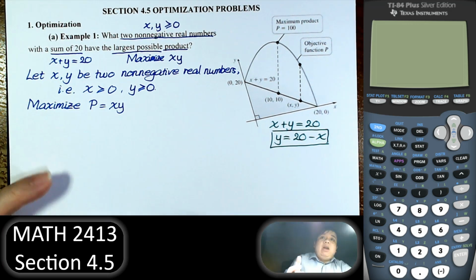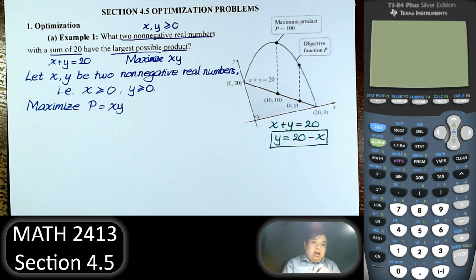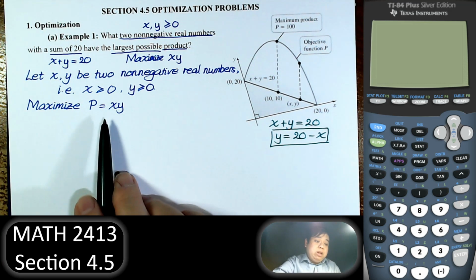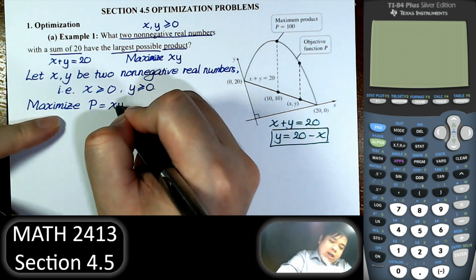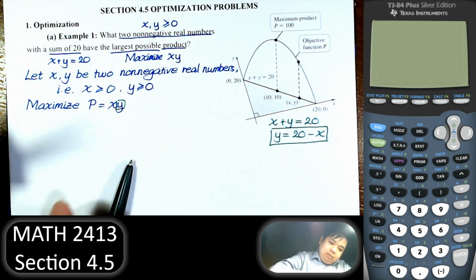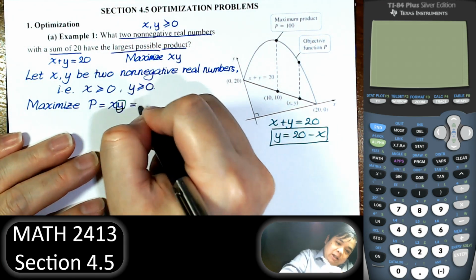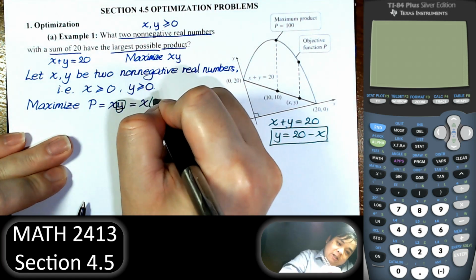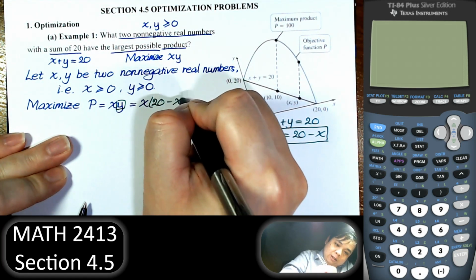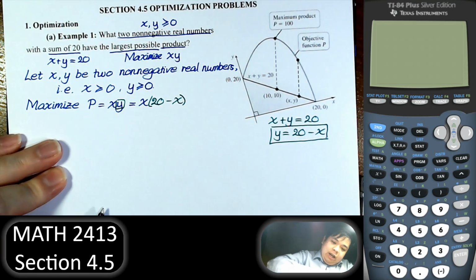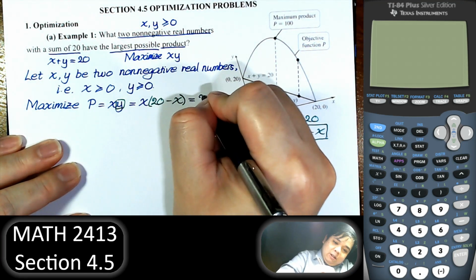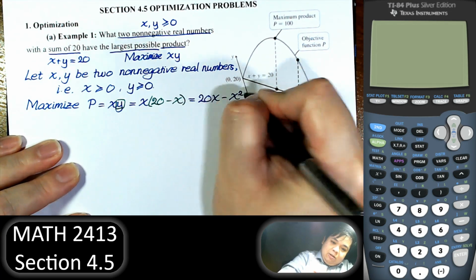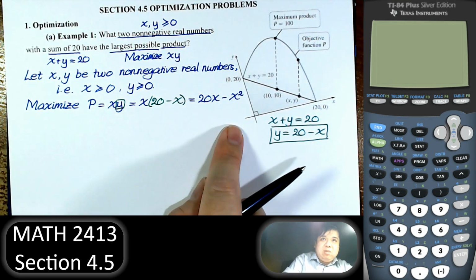Now that is very important because in our calculus, we only deal with one variable. When we try to find a maximum or minimum, it has to be in terms of one variable only. We substitute in for y, so our problem is x times (20 minus x). Multiply it out: 20x minus x squared. Certainly we try to maximize that.